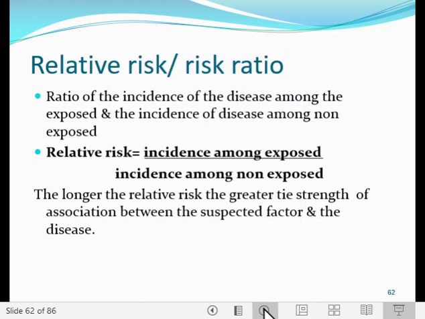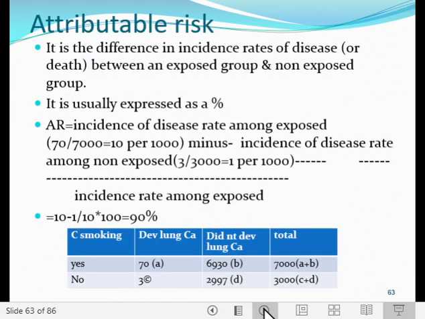So, again the formula of relative risk is incidence among exposed divided by incidence among non-exposed. The larger the relative risk, the greater is the strength of association between the suspected factor and the disease. Now, one more formula which you need to remember is attributable risk. It is the difference in incidence rates of disease or death between an exposed group and a non-exposed group, and it is usually expressed as a percentage.